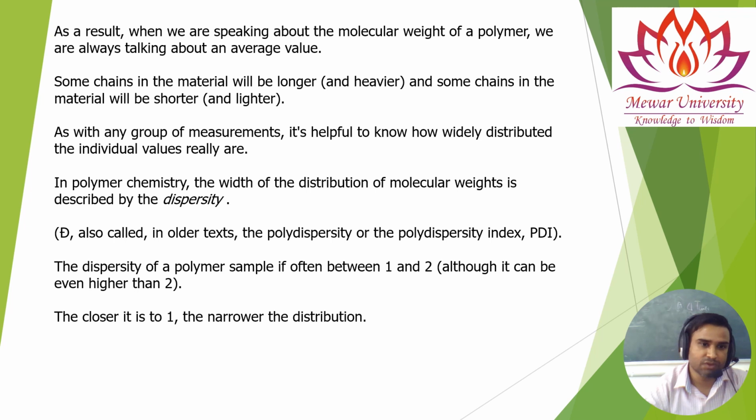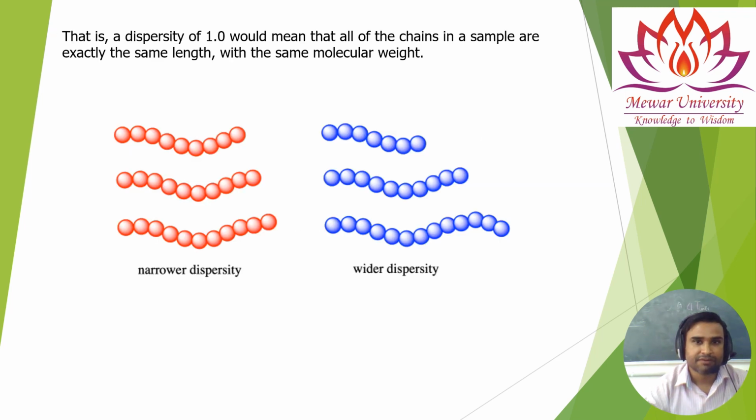When the molecules are closer in size, the value of dispersity will be near 1. In this case we can say the polymer has a narrower distribution, the distribution of the molecules is narrower. As you can see in the picture, narrower dispersity and wider dispersity.